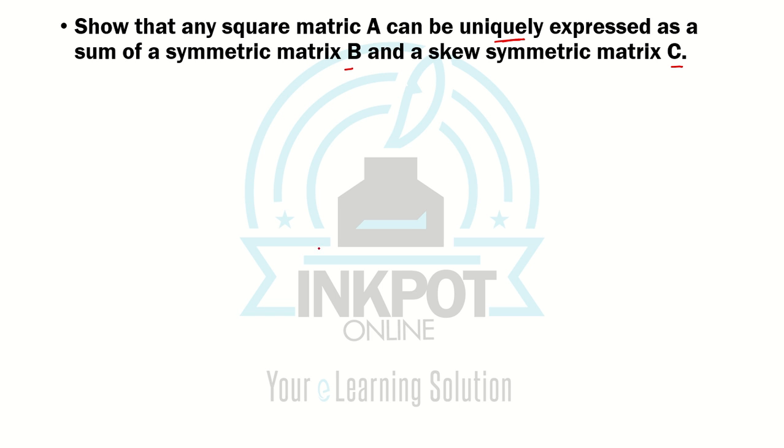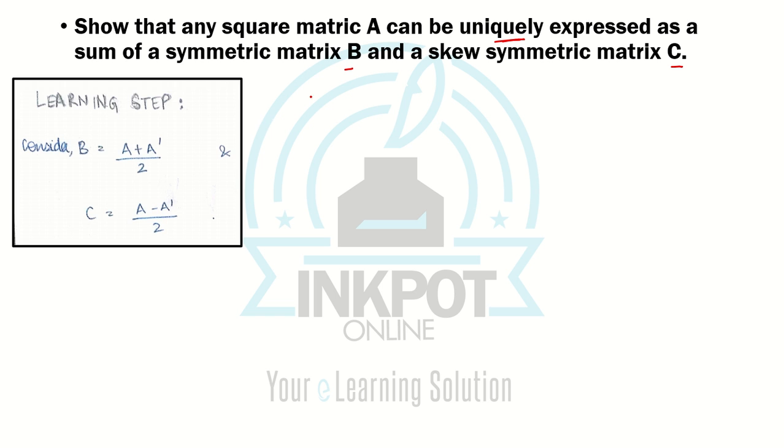So the learning step is this precisely. You have to actually define B and C in a particular manner so that you can solve this question. Now B we are defining as A plus A transpose upon 2, whereas C is A minus A transpose upon 2. Remember this, everything else will make sense. So the first thing that you need to do is prove that B and C are actually symmetric and skew-symmetric respectively.